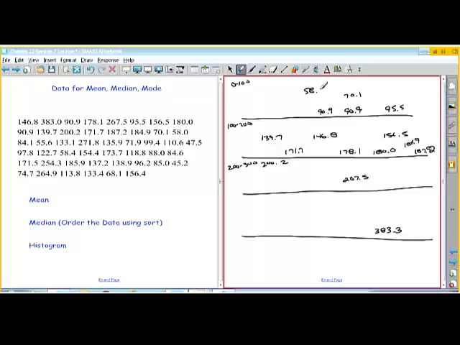70, put that there, 70.1. 58.0. 84.1. 55.6.